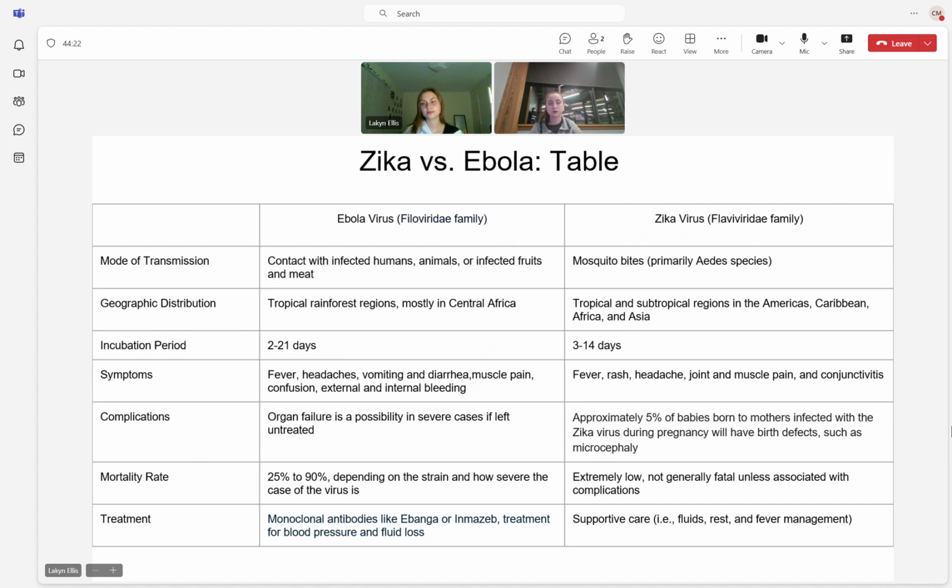So here's a table directly comparing the two viruses, and we mentioned most of this information already in our presentation, but I did want to point out that the incubation period for Ebola is much longer than that of Zika. So it's 2 to 21 days versus 3 to 14.